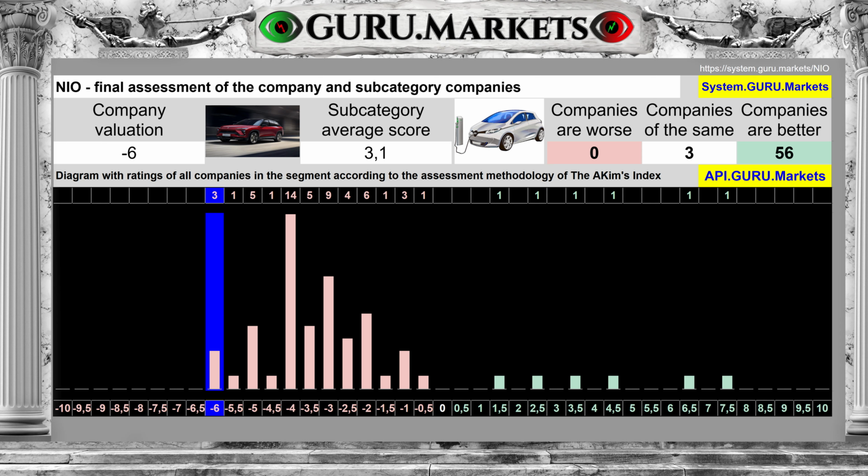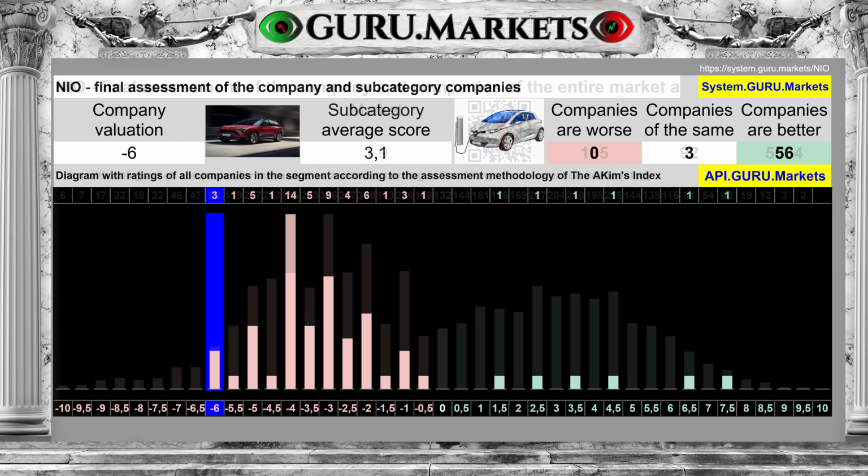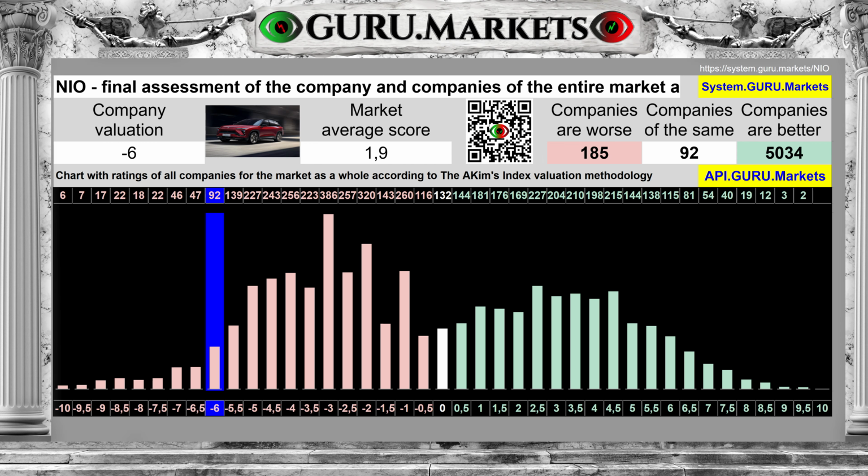Overall result for the company, -6 out of 10 points. The average result for the subcategory is 3.1 points. If you look very broadly, within the stock market in the aggregate, we can note that the average rating for the market as a whole is 1.9 points, against a score of -6 points for NIO Inc ADR.